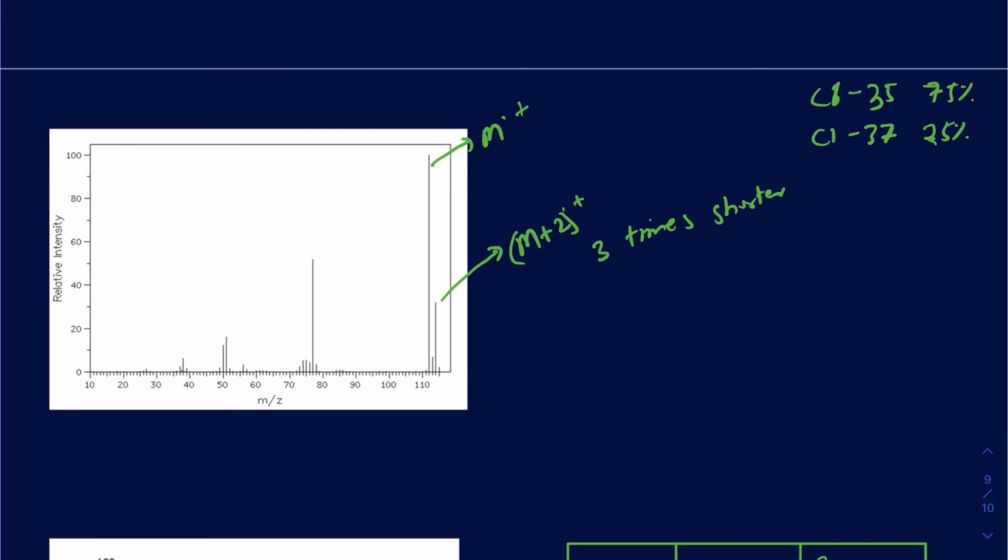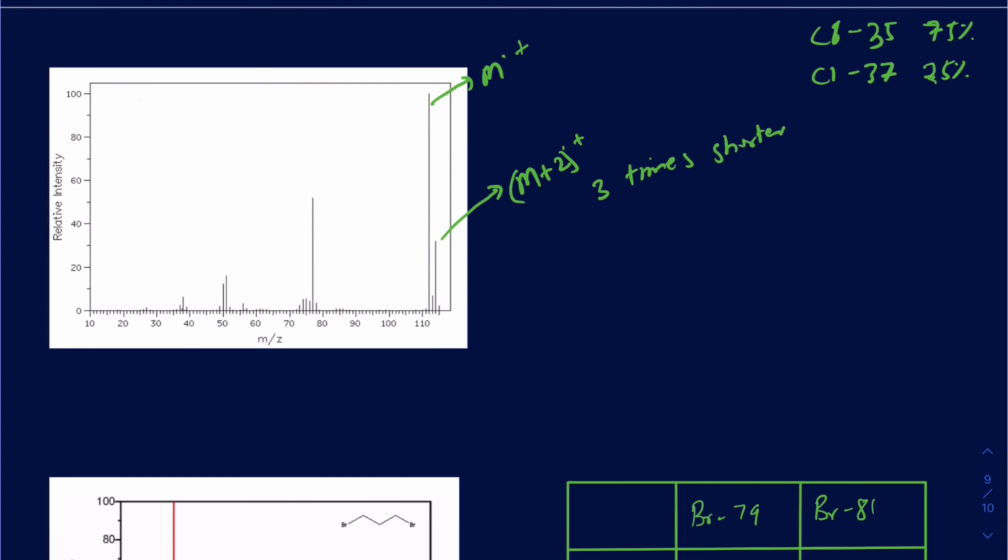So anytime you have an alkyl halide that has a chlorine atom in there, you're going to see two parent ion peaks, M plus radical cation and M+2 radical cation, where the M plus peak is going to be 3 times more in height than the other one.